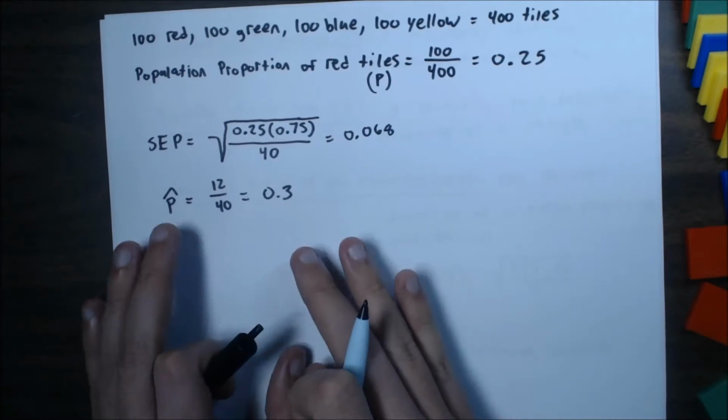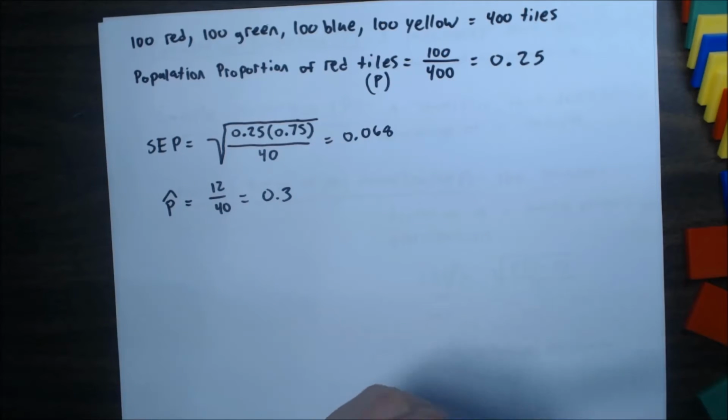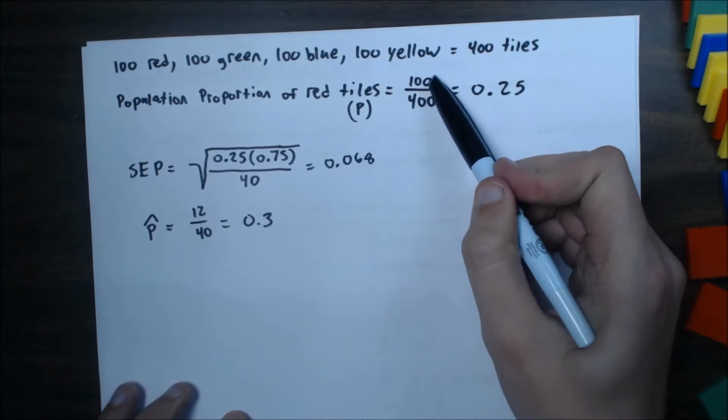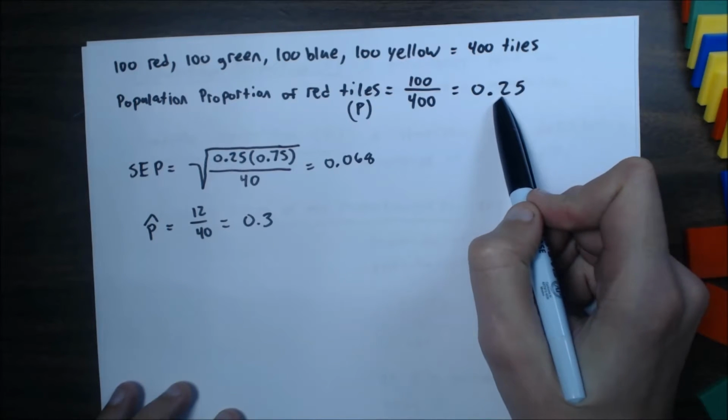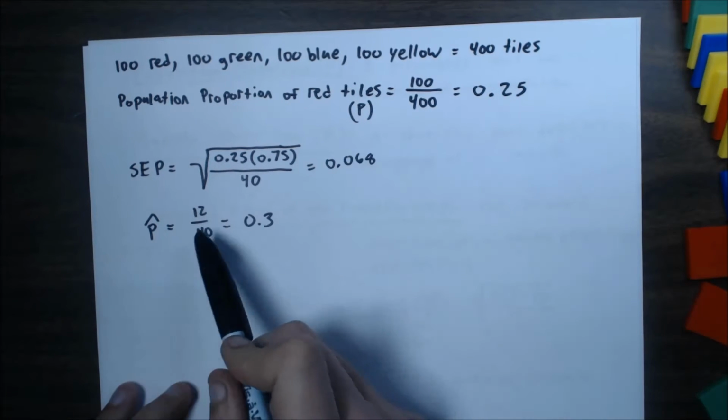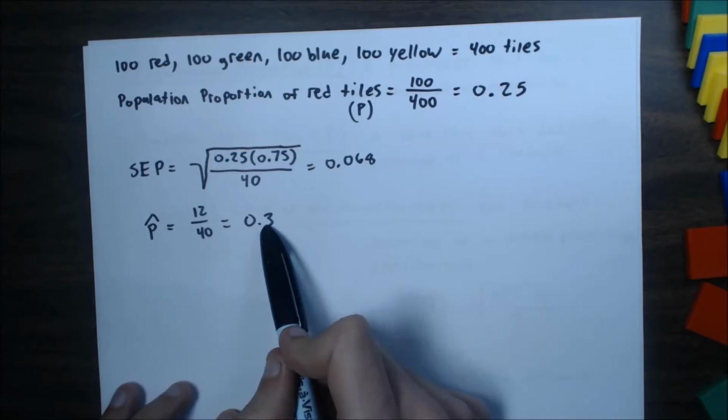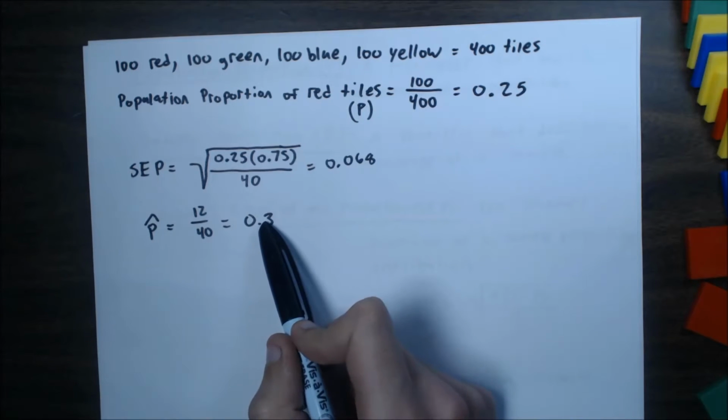Okay, now p-hat will change. P does not change. There are 100 red tiles out of 400 in the population, so p is 0.25. In the sample I took, p-hat was 0.3. I randomly selected, to the best of my ability, 40 tiles, and out of those, 12 were red.